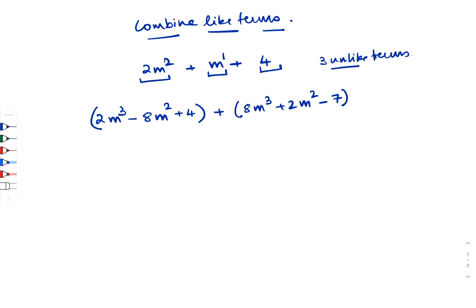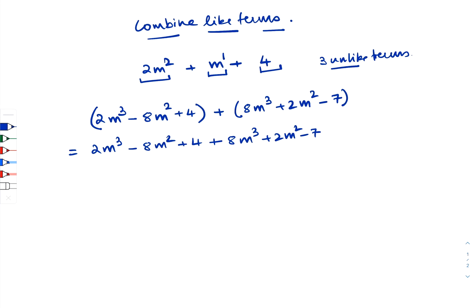So for the first parentheses, since there's really nothing out here, you can just pull these terms out of the parentheses, which is what I'm going to do. There you go. And for the second parentheses, because of the positive sign, nothing really changes, so you can just pull these out. And you have 8m cubed plus 2m squared minus 7.